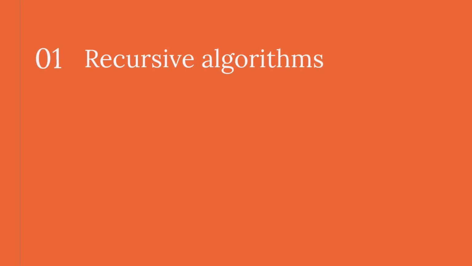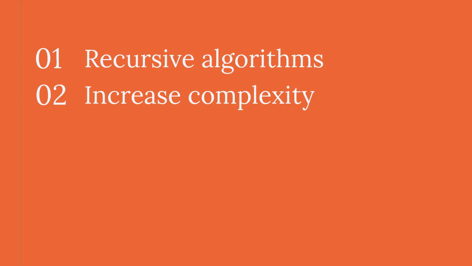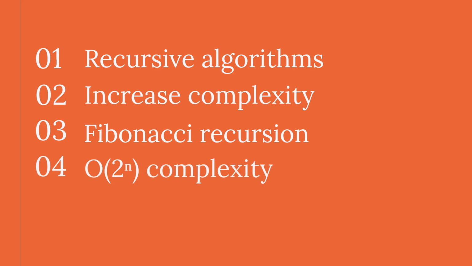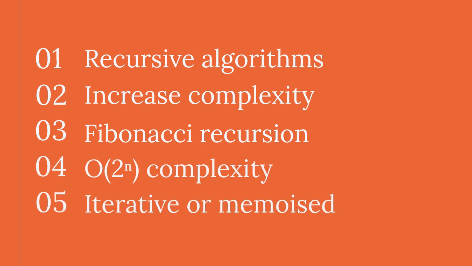Recursive algorithms are often clearer but can increase complexity. Fibonacci sequence recursion has O(2^n) complexity without optimization. Iterative or memoized versions reduce it to O(n). Elegance does not guarantee efficiency. Design must consider computational costs.